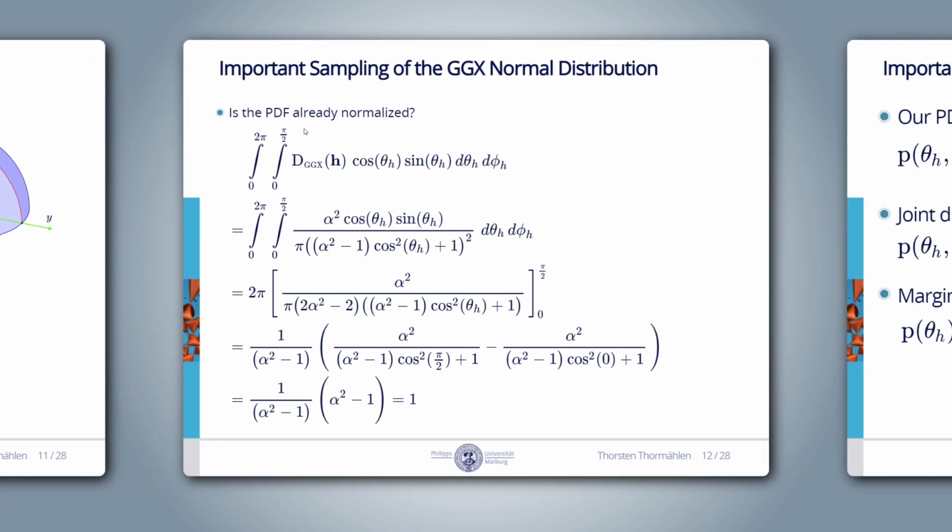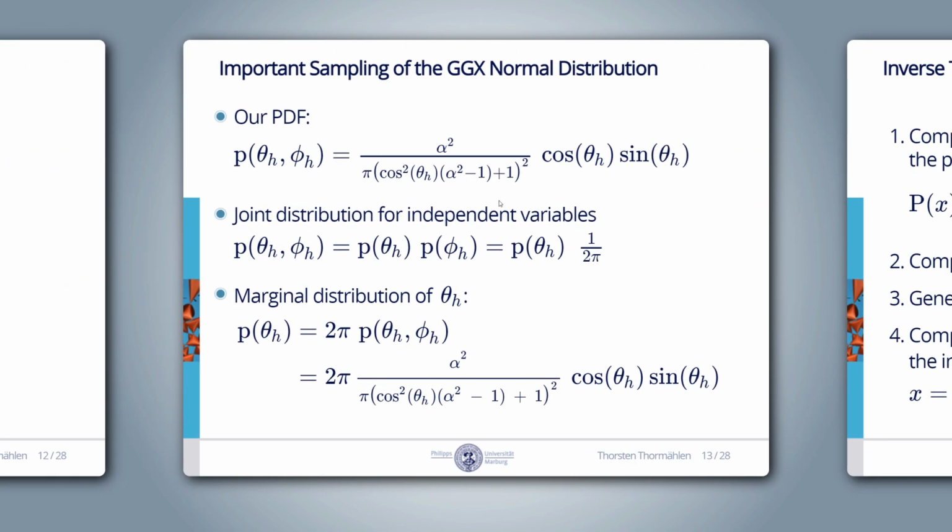Let's check if the PDF is already normalized. This means if we integrate the PDF over the whole domain, the result must be 1. For the hemisphere, the range of phi_h is from 0 to 2 pi, and theta_h goes from 0 to pi over 2. We solve this analytic double integral, and after some calculations, we see, yes, it's normalized to 1 and therefore a valid PDF.